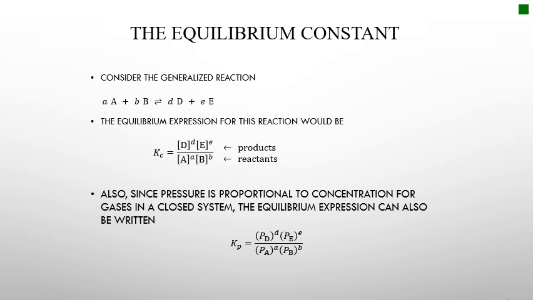When we look at the generalized reaction, aA plus bB forms dD plus eE, the equilibrium expression for this is going to be written out as the concentration of your products raised to the power of their coefficients divided by the concentration of the reactants raised to the power of their coefficients. The first thing I want to mention before we start getting into anything specific with the equilibrium constant is please do not get confused when you see the little subscript below the K.